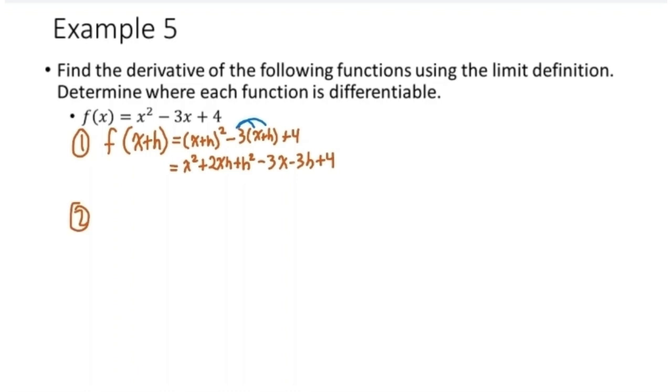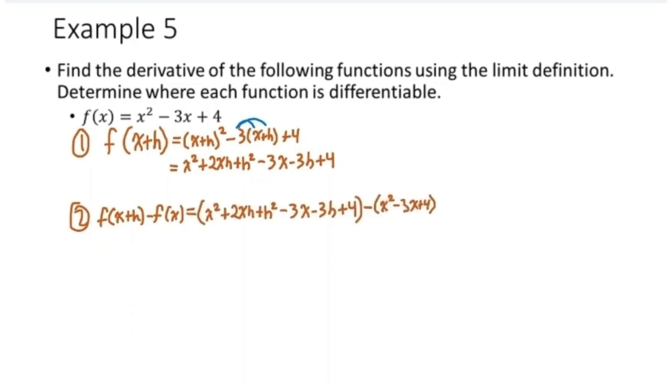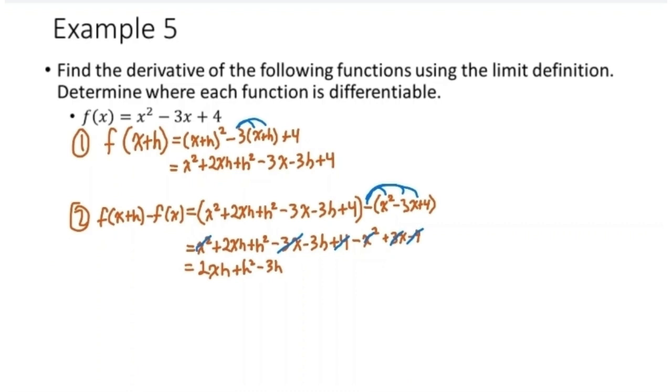Going to step 2, we'll find the f of x plus h minus f of x, meaning we're taking our result from step 1 and subtracting the original function. And when we subtract the two, remember to put parentheses around the two expressions. In the first set of parentheses, we can drop them since there's nothing to distribute, but in the second set, we do have to distribute in negative 1. After that, we can collect our like terms, and we'll see quite a few terms cancel. The x squareds cancel, the 3x's cancel, the 4's cancel. And we have 2xh plus h squared minus 3h as the f of x plus h minus f of x.